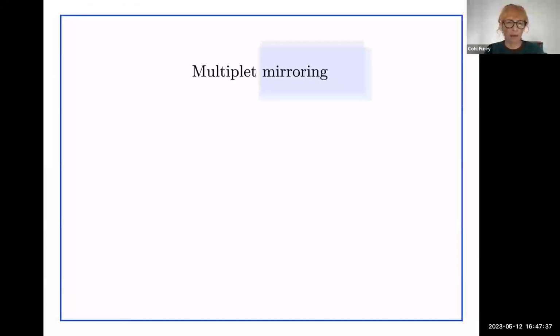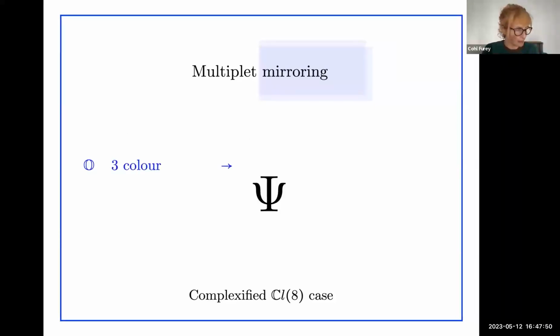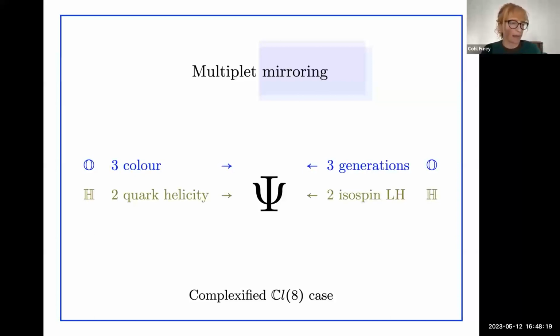Well, what is this multiplet mirroring going to mean physically? Well, physically, we find that the octonionic SU3 symmetries, when they act on one side of a fermion, mix possible color degrees of freedom. And when the mirror set of octonionic SU3 symmetries act on the other side, then they mix possible generations. Similarly, we find that when certain quaternionic SU2 symmetries act on one side of a fermion, then they mix possible quark helicities. And when the mirror set of quaternionic SU2 symmetries act from the other side, then they mix possible isospin states on left-handed particles.